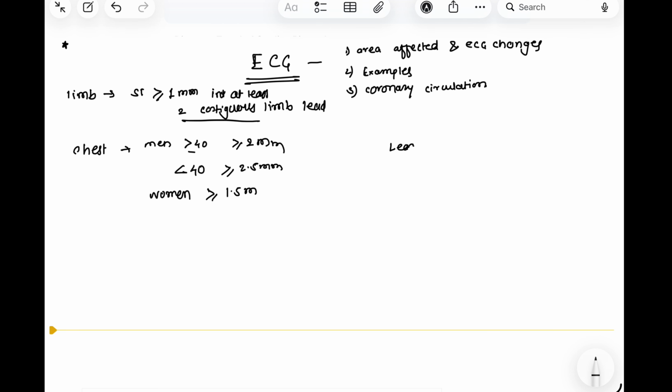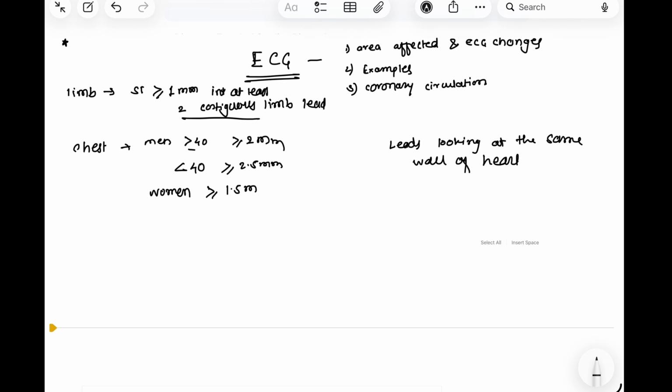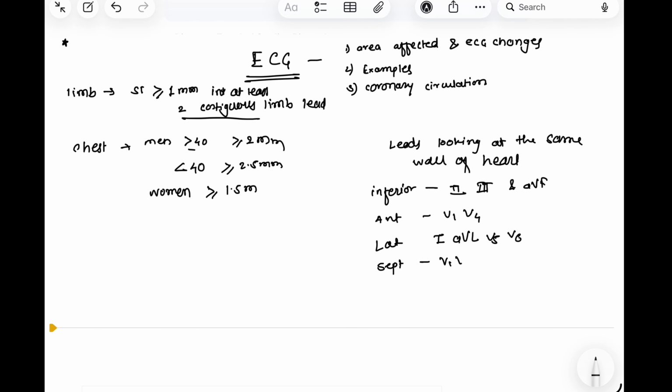Now, what do you mean by contiguous limb leads? These are the leads looking at the same wall of the heart, right? And what are those walls? For inferior, it is 2, 3, and AVF. For anterior, it is V1 to V4. For lateral, it's 1, AVL and V5, V6. For septal, it is V1 and V2.